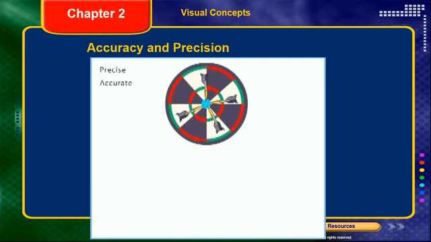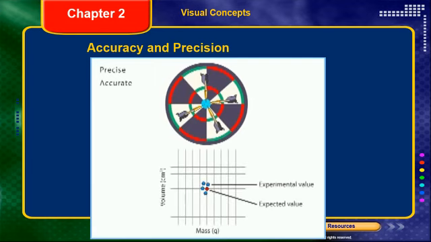The person who threw these darts is both precise and accurate. All the darts are grouped very close to the bullseye. This graph shows the results of an experiment that was repeated 4 times. Each time the mass and volume of the product were measured. We see that these results are both precise and accurate. They are clustered and very close to the expected value.